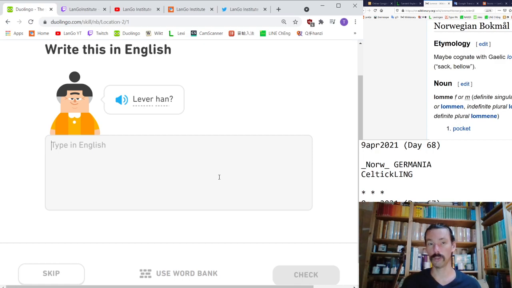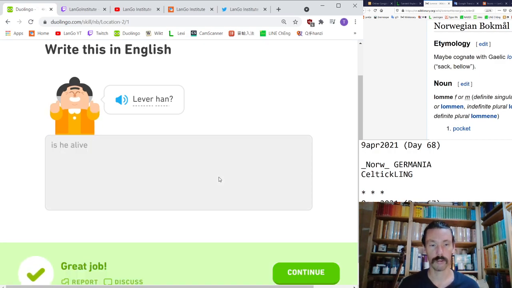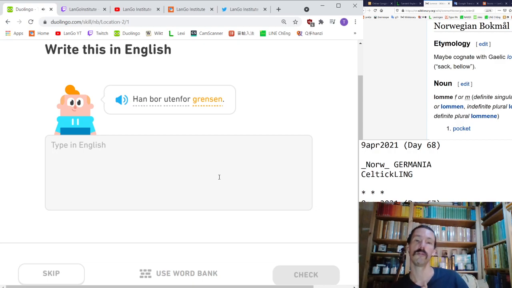We just usually will insert a word like do, unless there's some other special subclass of words like can, may, that can go in that spot before the negative. Lever han means is he alive? Is he living? Han bor utenfor grensen. Utenfor will be outside of. Grensen. It's like the German word.